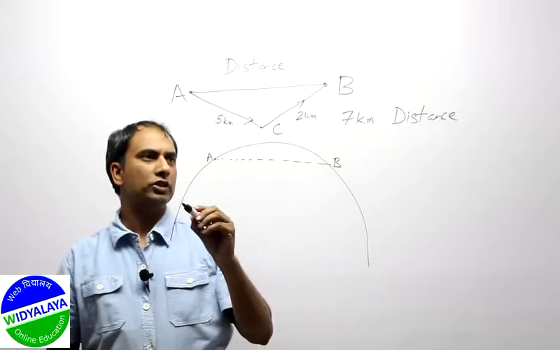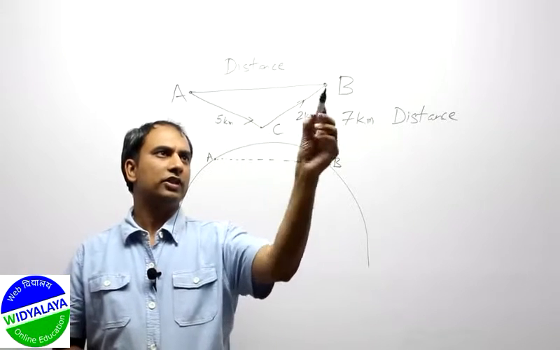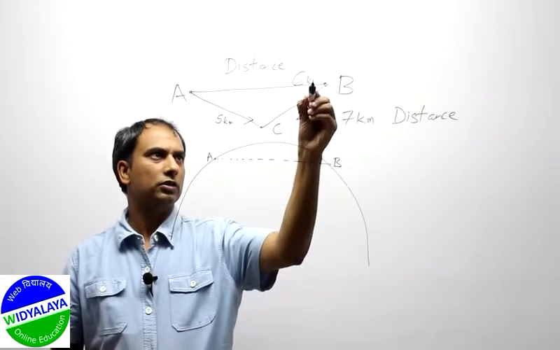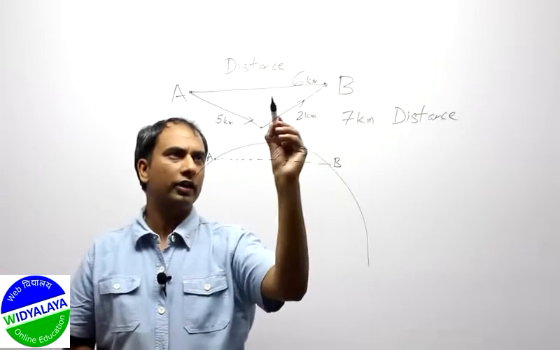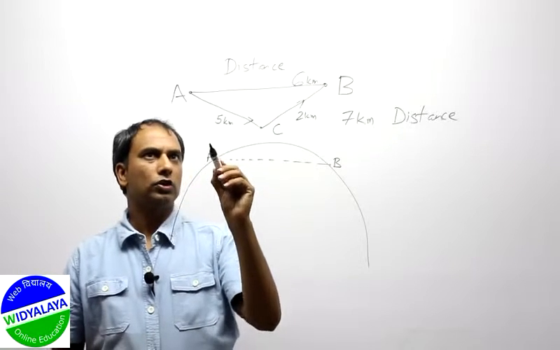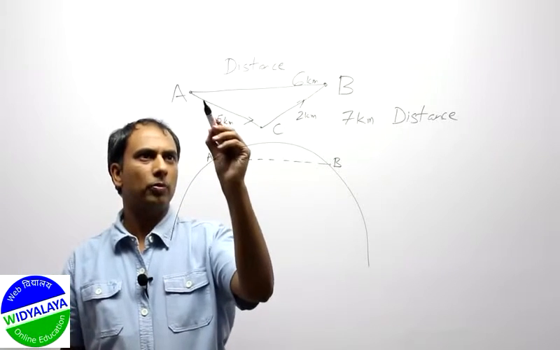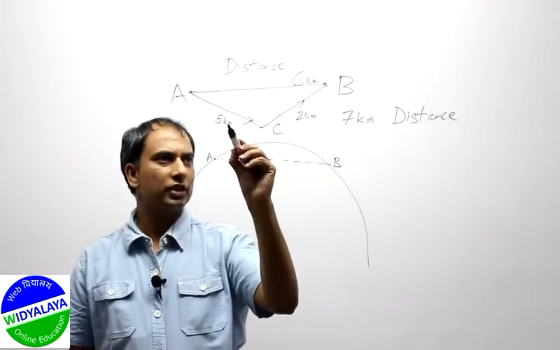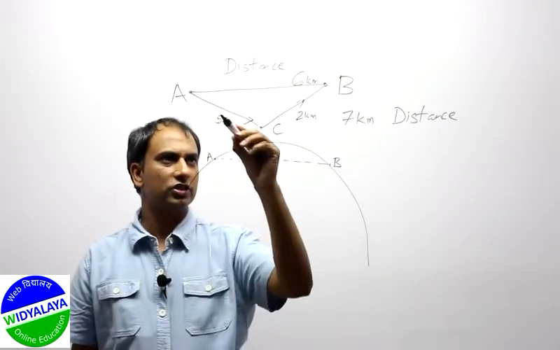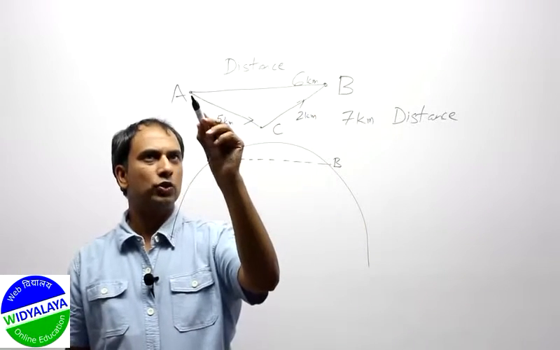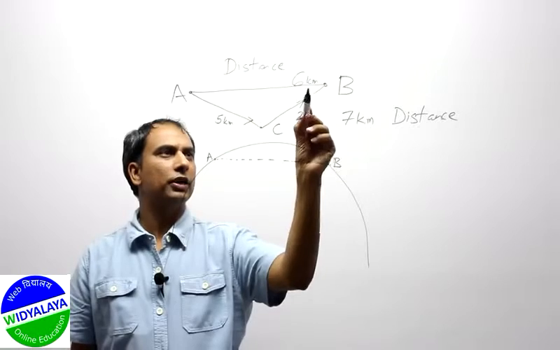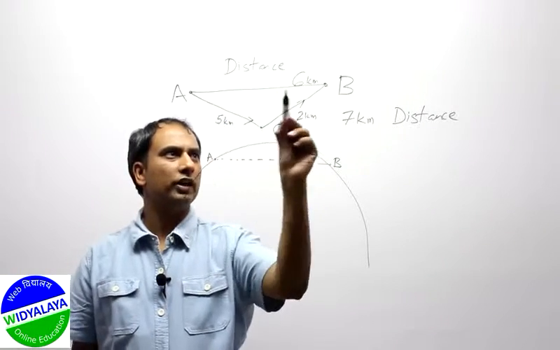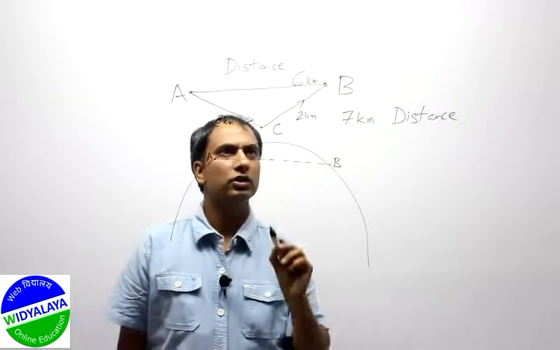Now what is the actual displacement? Let's say this distance actually is 6 kilometers between A and B. So if you join A and B with a straight line, let's say that is 6 kilometers. So when this person traveled from A to C and then C to B, although the distance traveled was 7 kilometers, the actual shift or actual displacement was only 6 kilometers, which is the actual distance between A and B, which is when you join them by the straight line.